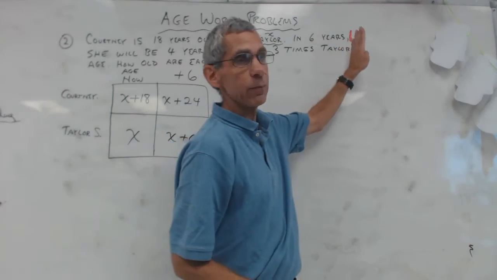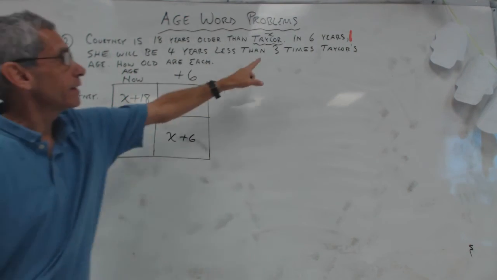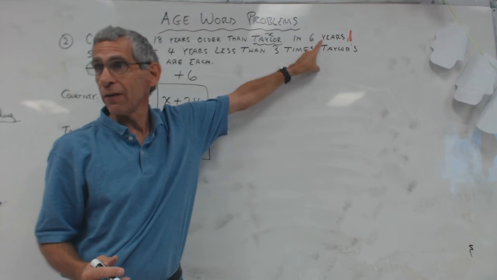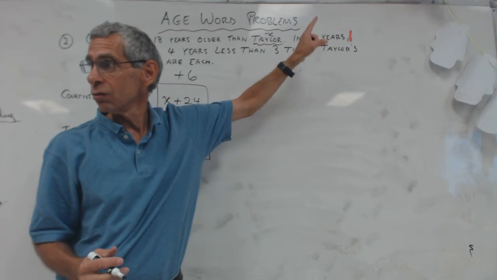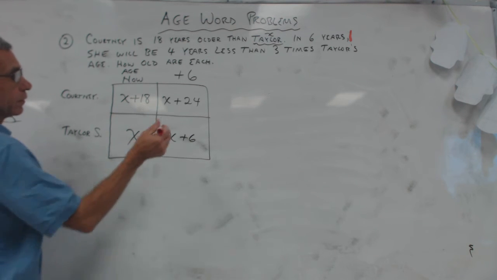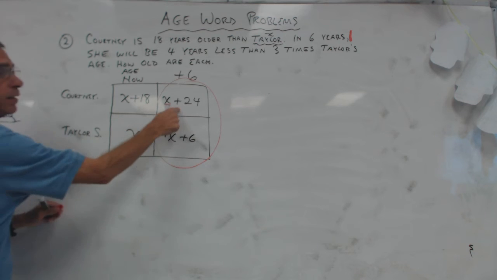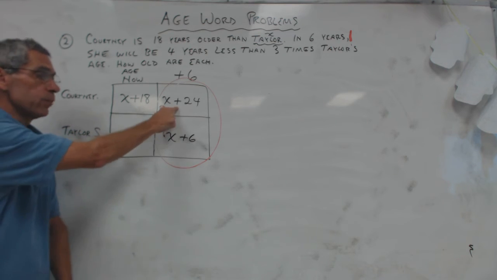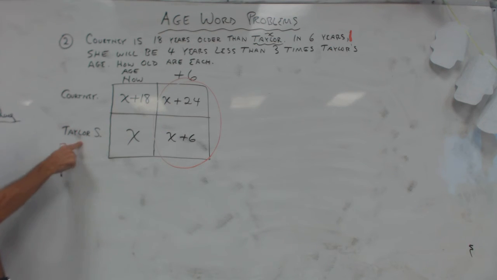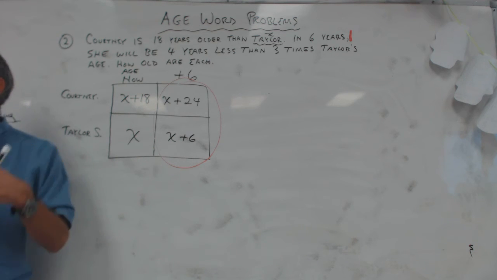Now we can open up the book and read past that and see what it says. But it does say in the beginning we have to use the "in 6 years ago" information. So which column am I going to have to use? This information, right? Whenever it says Courtney, I don't write Courtney, I write X plus 24. And whenever it says Taylor, I don't write Taylor, I write X plus 6. That's the way I'm translating English into math, right?